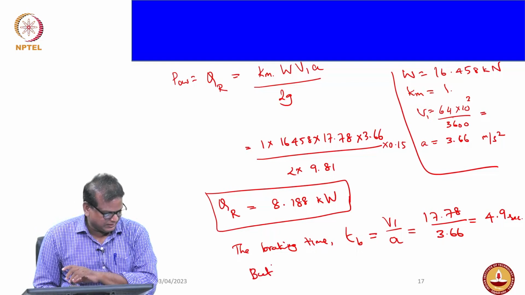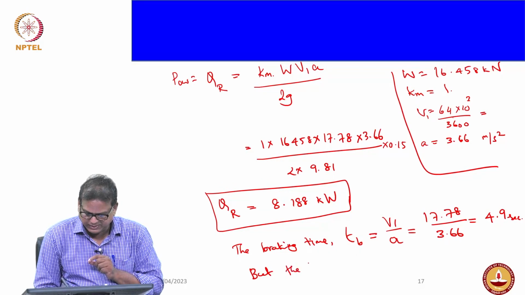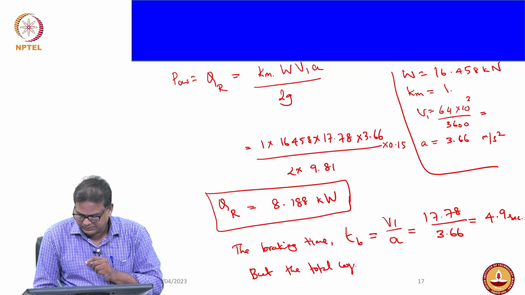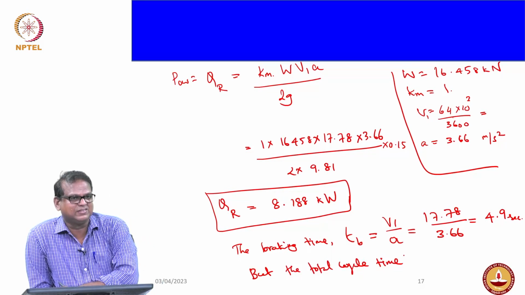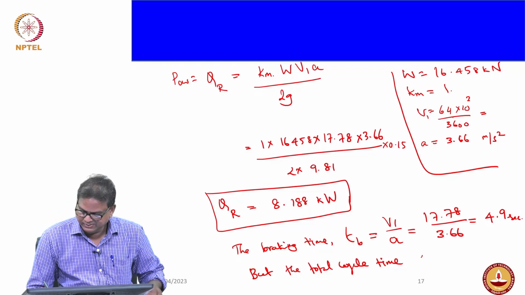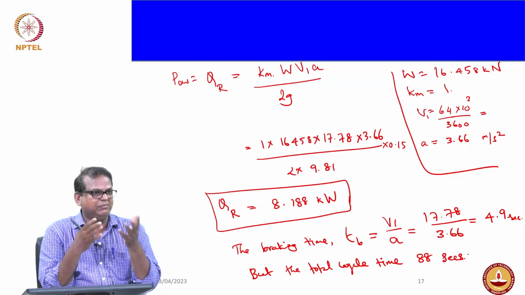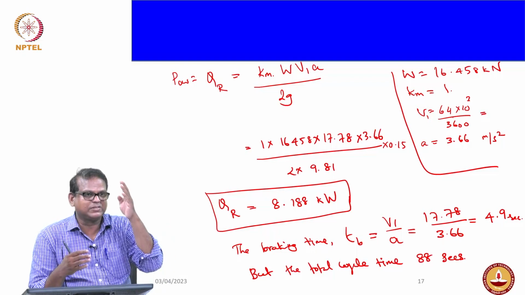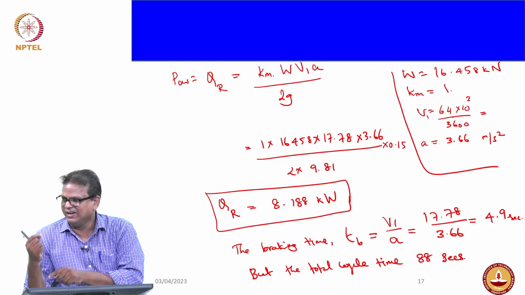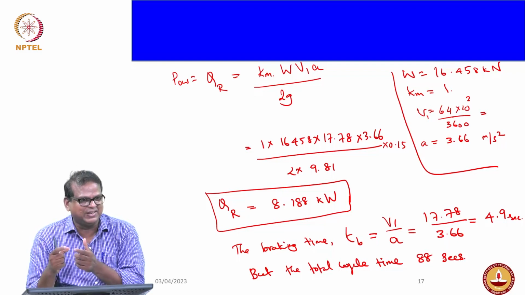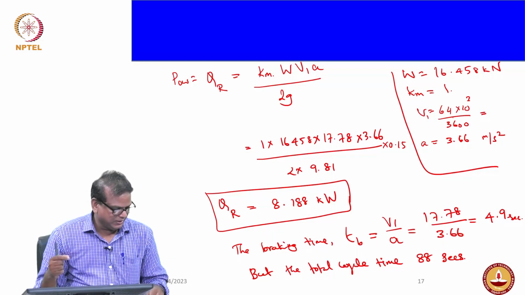But the total cycle time, even though the cooling time is given, the total cycle time including cooling time, how much is it? 88 seconds is given. Remember, when we discuss delta T, we always ignore it, because your cooling time is much higher than your braking time. Now you can see how much 4.9 seconds is your braking time out of 88 seconds.